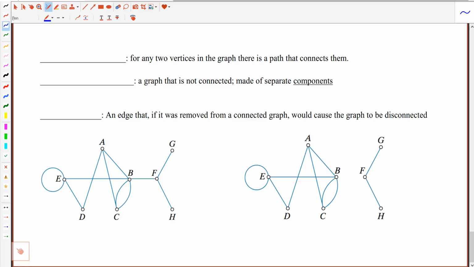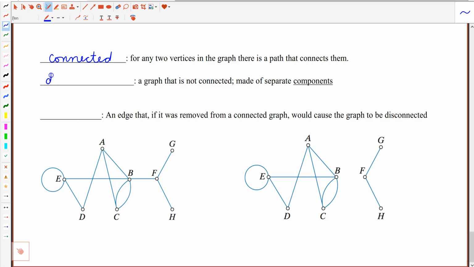Now, a final important topic in this first section that we're going to be further talking about in upcoming sections is whether or not a graph is connected. So a graph is said to be connected if, for any two vertices in the graph, there is a path that connects them. In other words, there is some way to get from any one vertex to another vertex in the graph. If that's true for any two vertices, the graph is said to be connected.